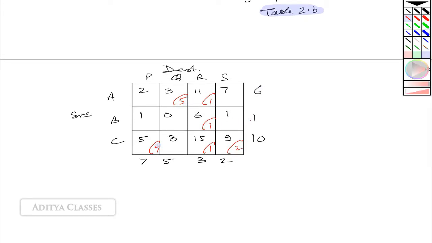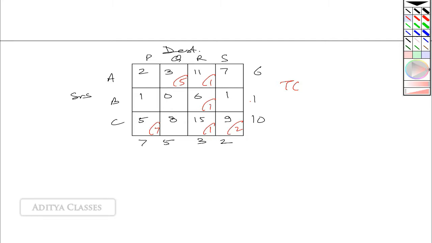5 plus 1 is 6, 1 is okay, 7 and 3, 10 are done. Column wise 7, 5, 3 and 2. Done.